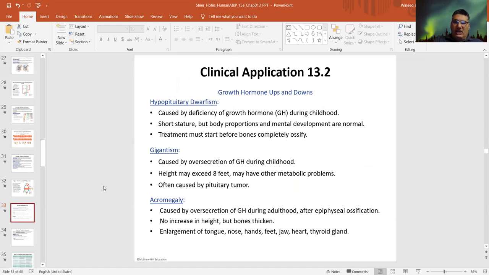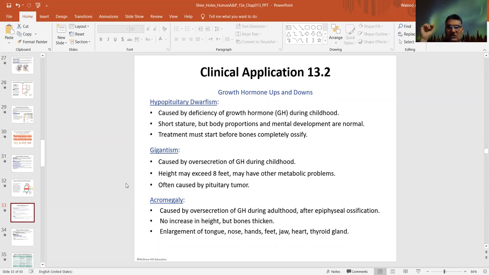Here, the clinical applications are important to know. So you can be asked about dwarfism, giantism, and acromegaly. Let me put those together. And here's what we mean. Growth hormone, simply from the name, is the hormone of growth. This is the hormone that's going to promote growth. Growth of what? Anything. It goes to any target and it will make it grow, generally speaking.